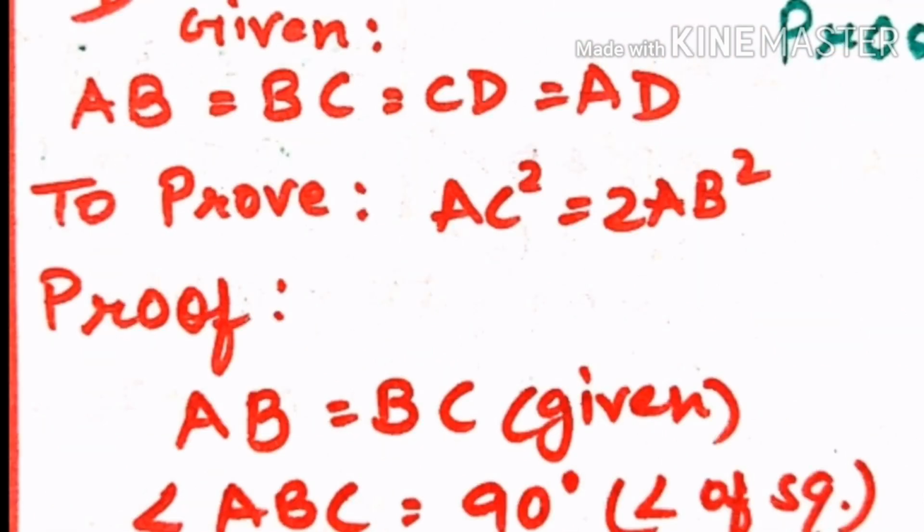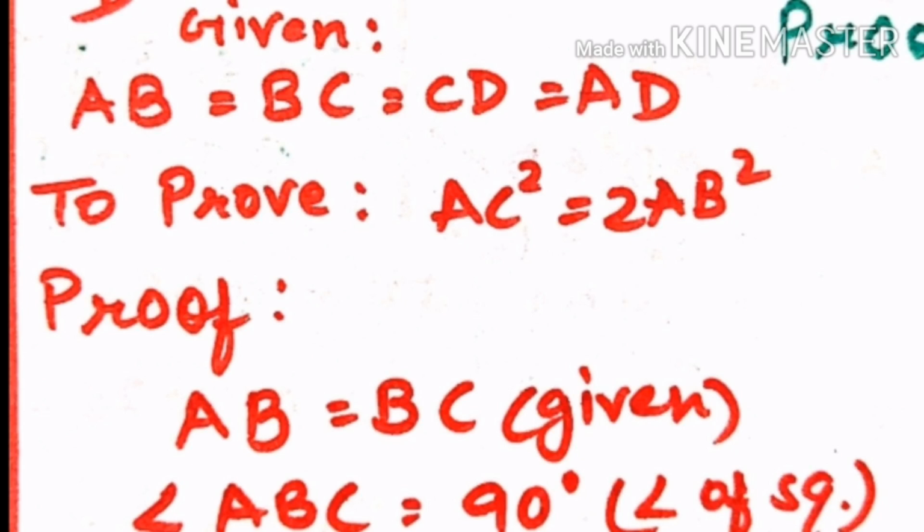Now the given part is a square. So, as I just told you, AB is equal to BC is equal to CD is equal to AD. All four sides are equal. The to-prove part is whatever comes after the word prove: AC square is equal to 2AB square. Proof part. In the given figure, AB is equal to BC and angle ABC is equal to 90 degrees.